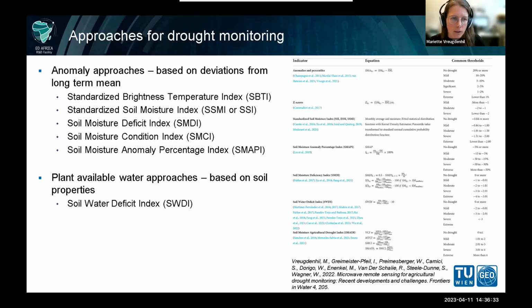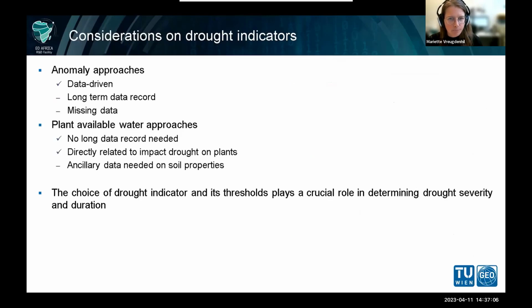And the one here is the soil water deficit index. If you want to get an overview of all the different indicators that are available, what their advantages and disadvantages are, I would point you to a paper that's recently been published, which is Microwave Remote Sensing for Agricultural Drought Monitoring: Recent Developments and Challenges. So this is a literature review which reviews basically all these different indicators that can be calculated from satellite soil moisture. And I will go through a couple of them with you now.